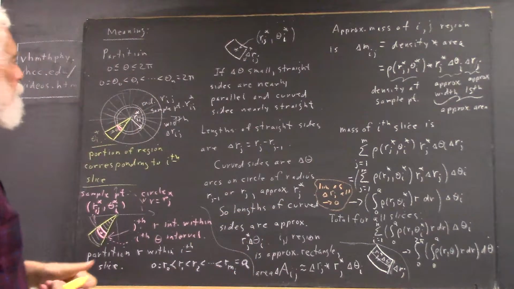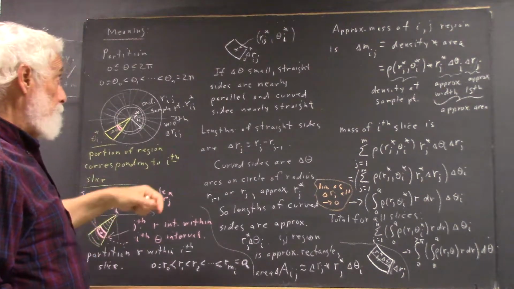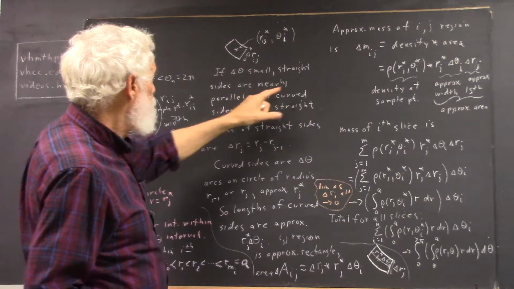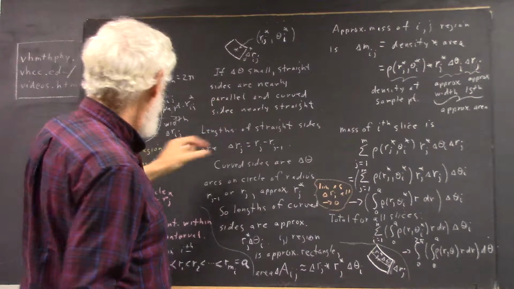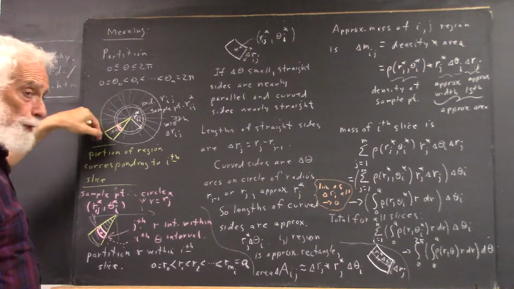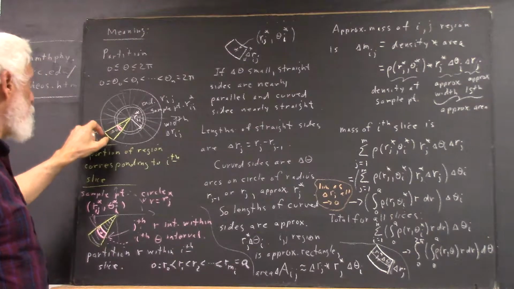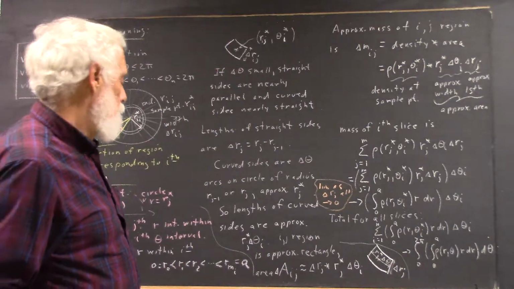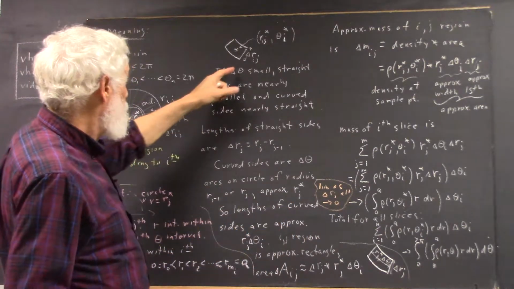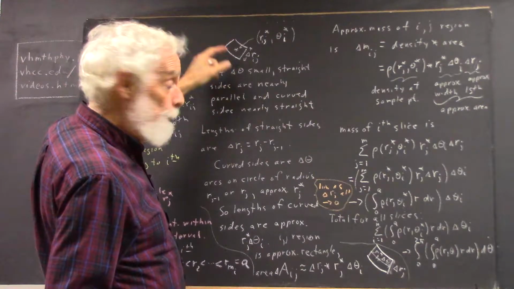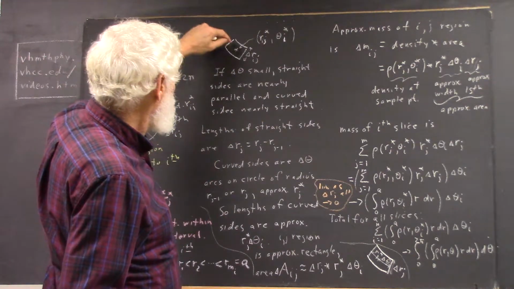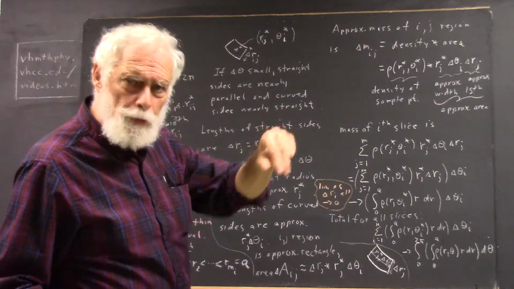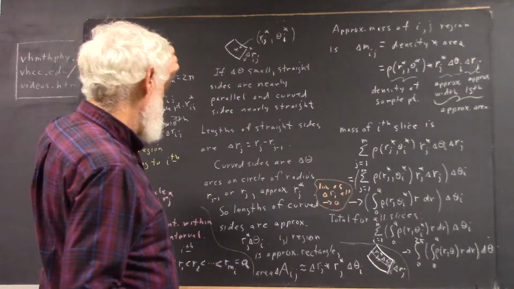Well, if delta theta is small, then that should be a delta theta i, but I'm not going to correct that. We understand what that means. The straight sides are nearly parallel, aren't they? Because you've got a very small angle, these two lines are going to be very nearly parallel. They don't differ by much the way I drew them, but they could be within a tiny fraction of a degree or any tiny fraction of that. So these two lines are going to be very nearly parallel, and these two sides are going to be very nearly straight because you don't have much room for the curvature to change your direction in a very small theta interval.